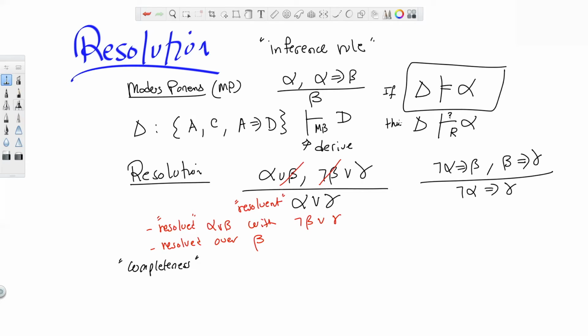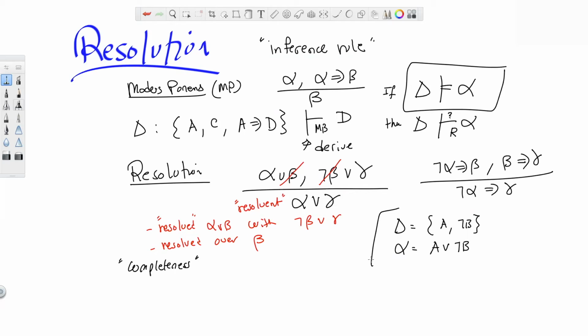A simple example in this case is a knowledge base delta, which simply contains two things: A, comma, not B. That's all it has. A, and then not B. And let's look at alpha: A or not B. What do you think? Does alpha logically follow from delta? Logically, yes. If I know A, then I know A or not B, and so on.